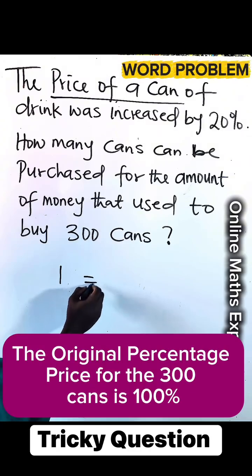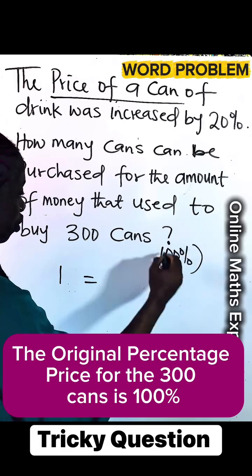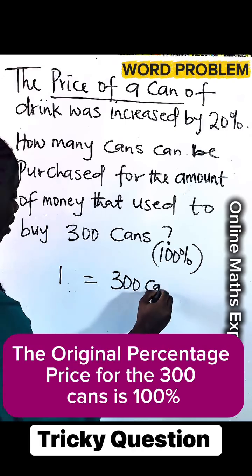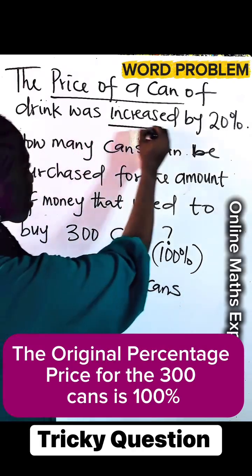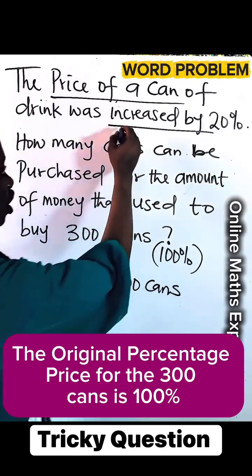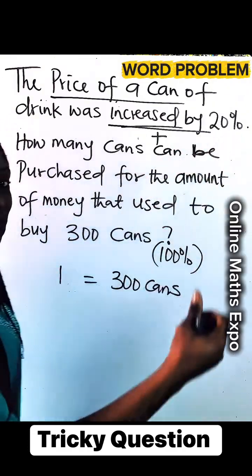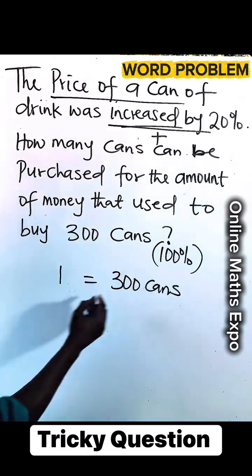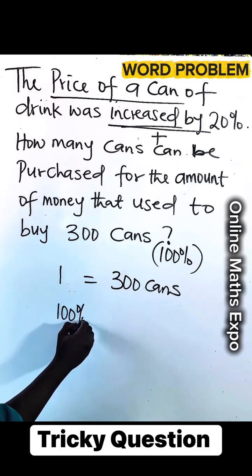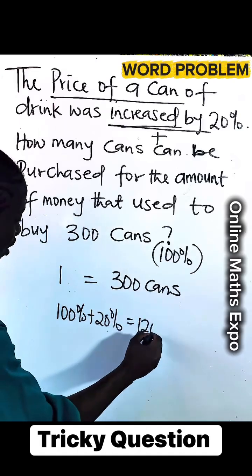And for this one, which we have said is the same as 100%, the original price, we used to buy 300 cans. Did you see that? Now, if there is an increase in price, it means the new percentage is going to be, increase means to add. So you are going to add 20% to the original. Your original is 100%, so you are adding 20 to it. What will it give you? 100 add this gives you 120%.